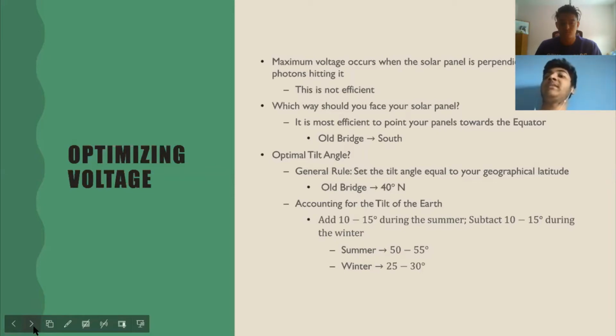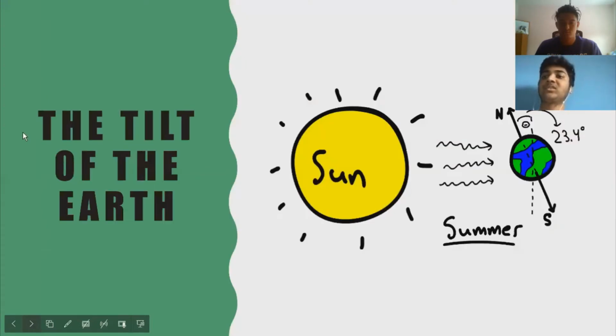But if you want to be even more efficient, you could account for the tilt of the Earth. What does this mean? If you go to the next slide. The Earth is tilted on its axis about 23 degrees. So during the summer, sunlight hits us directly as we're tilted towards the sun. But during the winter, the Earth is on the opposite side and we're tilted away from the sun, so we get less direct sunlight. When we get direct sunlight during the summer, the sun appears higher in the sky. So we need our solar panel to be lower to get the most out of it.